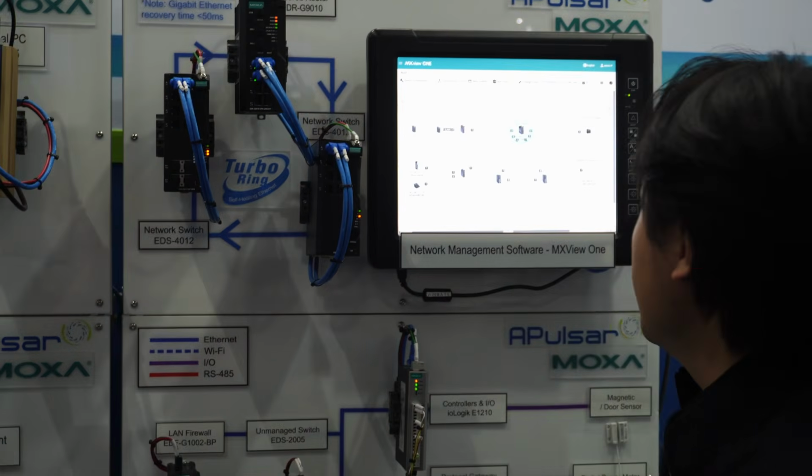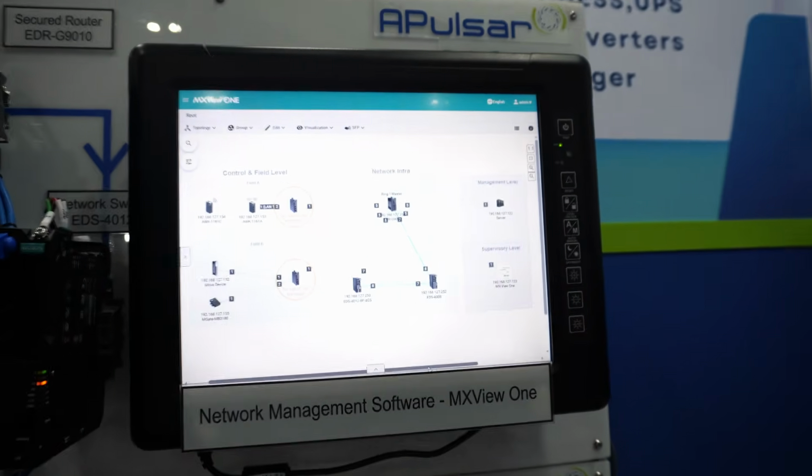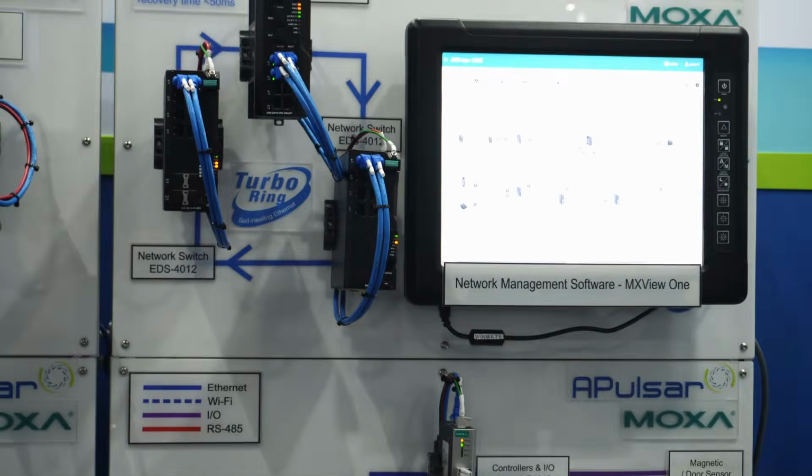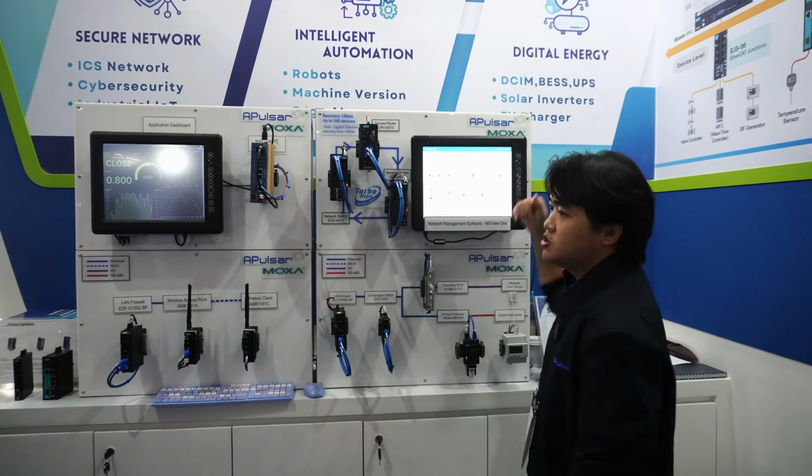For network infra, you can see normally we do network infra for redundancy. Now we are using the Moxa Turbo-Ring. What is special about the Moxa Turbo-Ring is that the recovery time is less than 20 milliseconds. And after the network infra, we will go to the management level and supervisory level.